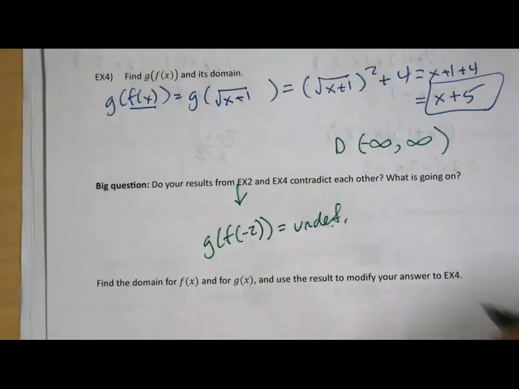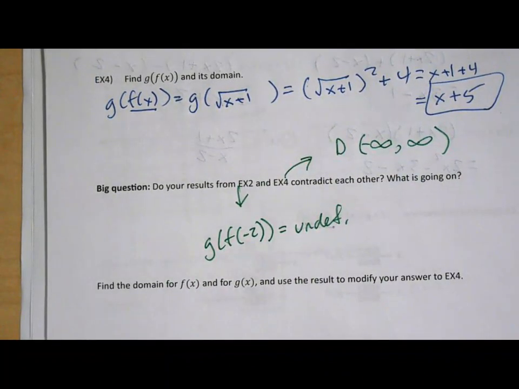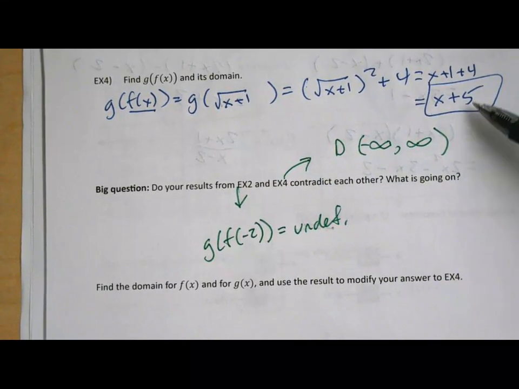But in example 4, we came up with a domain that stated, I can put anything I want into this, and I'm going to get an answer. So those two ideas conflict. So what's going on? What's going on is that sometimes when we create these shortcuts, and remember, this is just a shortcut, we lose information about the individual pieces that are inside.